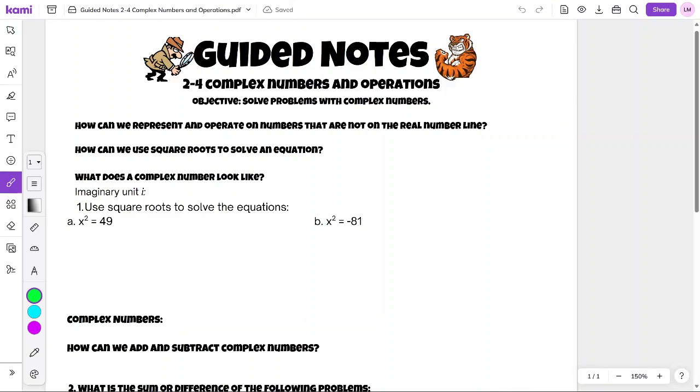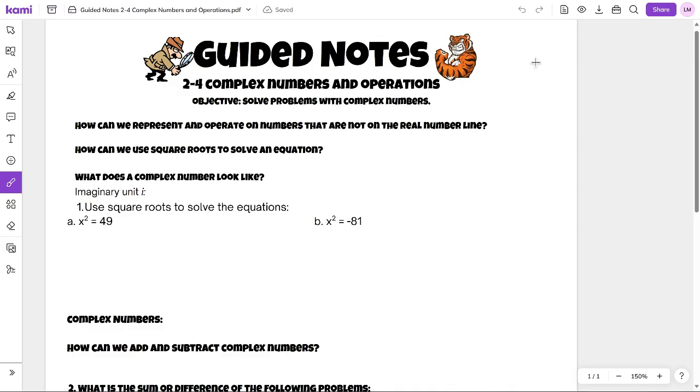Okay, so we're going to look at 2-4 complex numbers and operations, and our objective is to solve problems with complex numbers. So how can we represent and operate on numbers that are not on the real number line? Okay, what does that even mean?